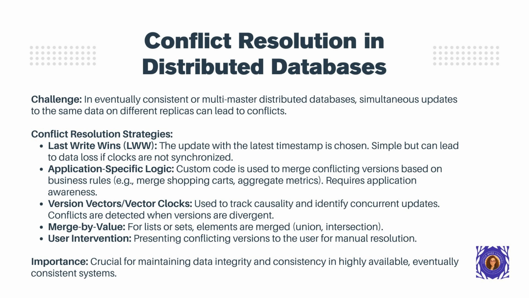Though this risks data loss if clocks aren't perfectly synchronized. Application-specific logic, where custom code merges conflicting versions based on business rules, e.g., merging shopping cart items. Version vectors/vector clocks, used to track causality and identify concurrent updates. Merge by value for combining elements in lists or sets, or even user intervention, where conflicts are presented for manual resolution. Robust conflict resolution is crucial for maintaining data integrity in highly available, eventually consistent distributed systems.